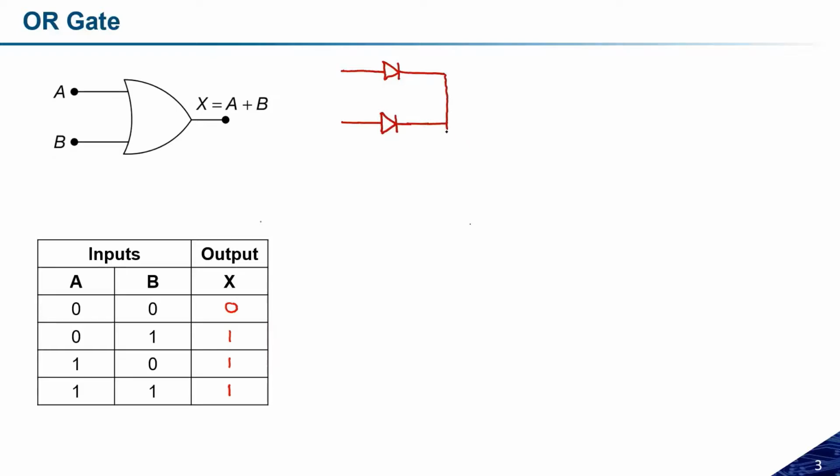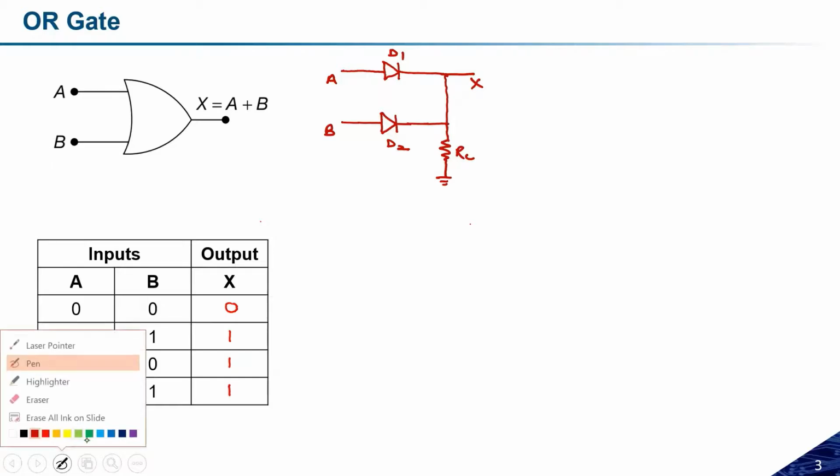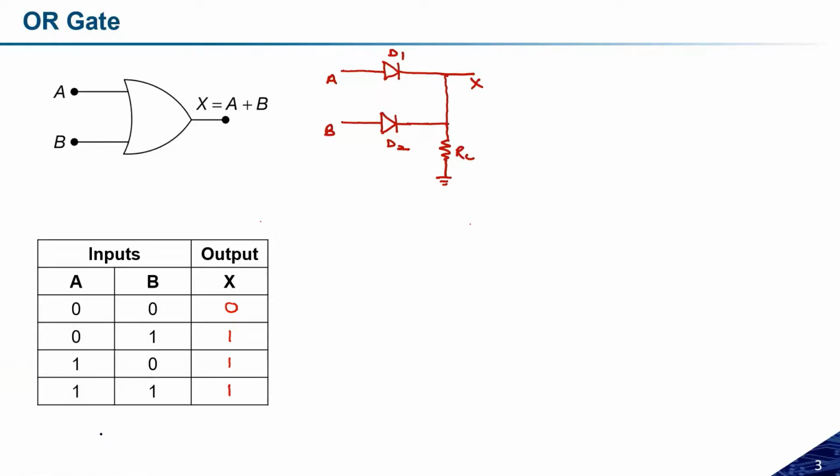Okay, so let us try to see here. If some RL is here, and here I am taking the output X, and here I have 2 inputs, let us assume A and B. Let us assume this is diode D1 and this is diode D2. Now let us try to see whether this circuit is acting as an OR gate or not.